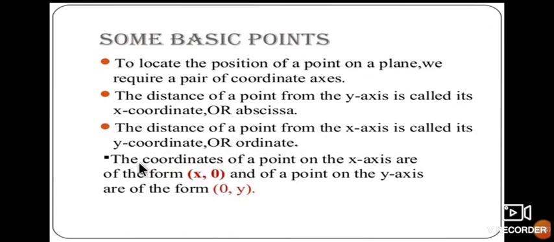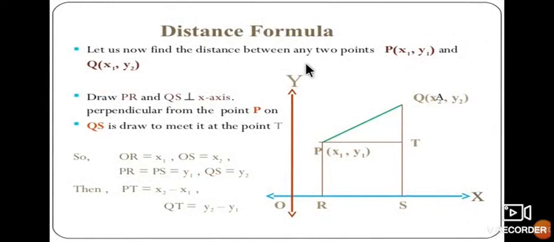Now, the coordinates of the points on the x-axis are of the form (x, 0), and the coordinates of the points on the y-axis are of the form (0, y). Now we can move on to the first basic concept, which is known as the distance formula. How can this be derived?